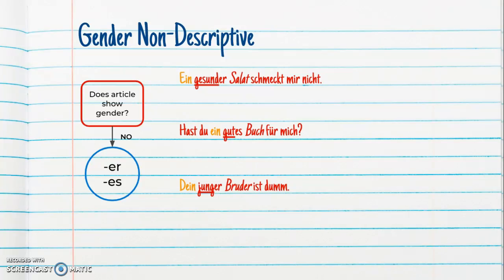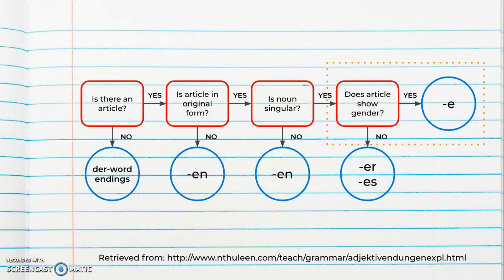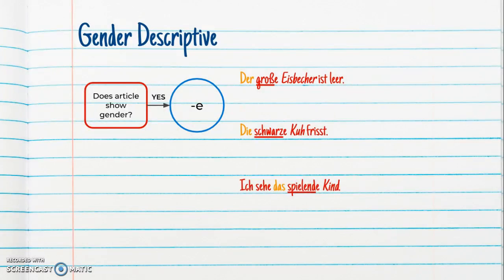And in the last one, we have an example of a possessive, which, like I said before, indefinite articles and possessives work in very similar ways. So we have dein junger Bruder ist dumm. All right, so we're applying an ER ending because Bruder is masculine. And in the same final question, but this time answering with yes again, does the article show gender? This time we are saying yes, as well as the three previous questions we've already answered yes to. So does the article show gender? Yes, der große Eisbecher ist leer. Der is very descriptive of gender when we're talking about a masculine noun.